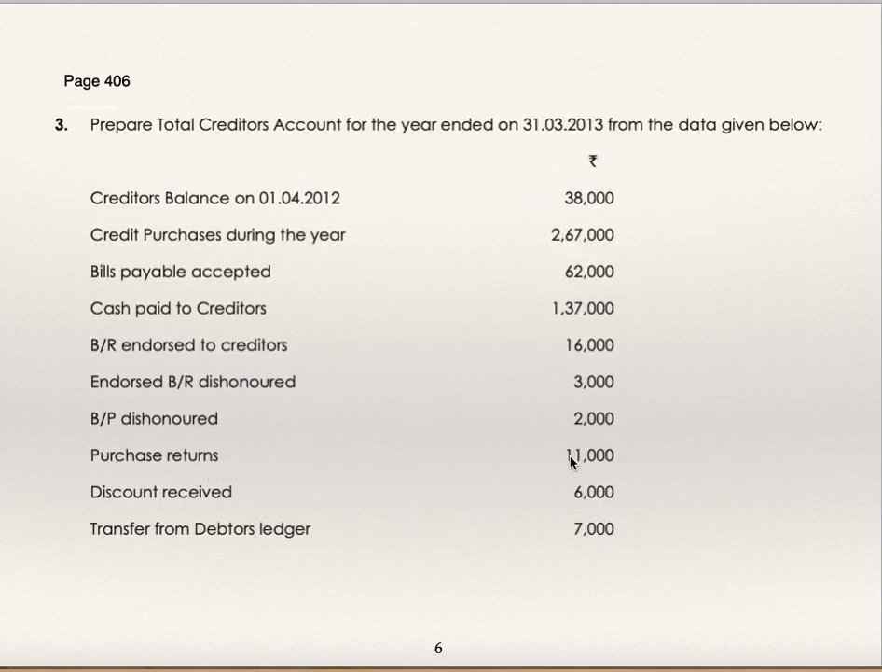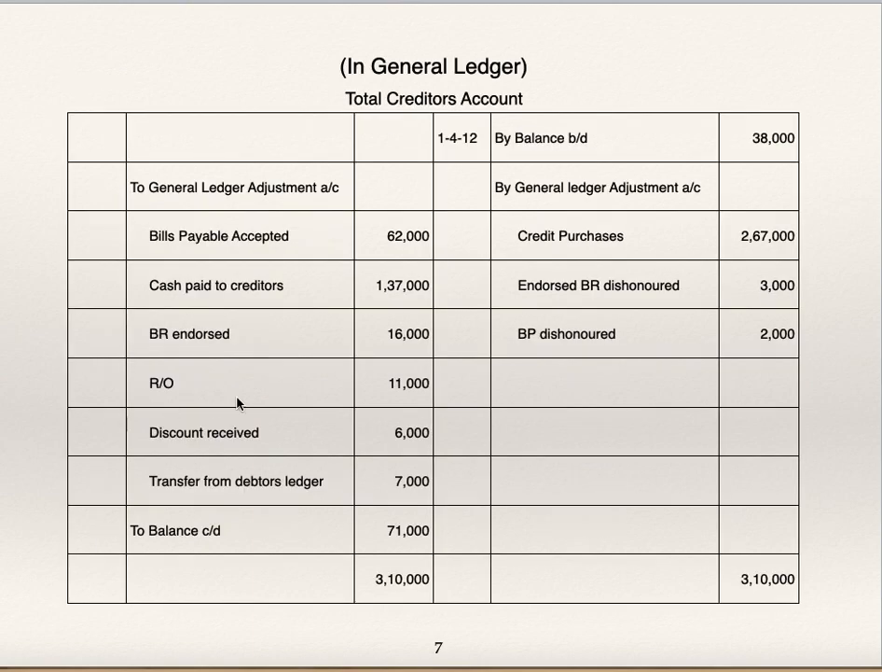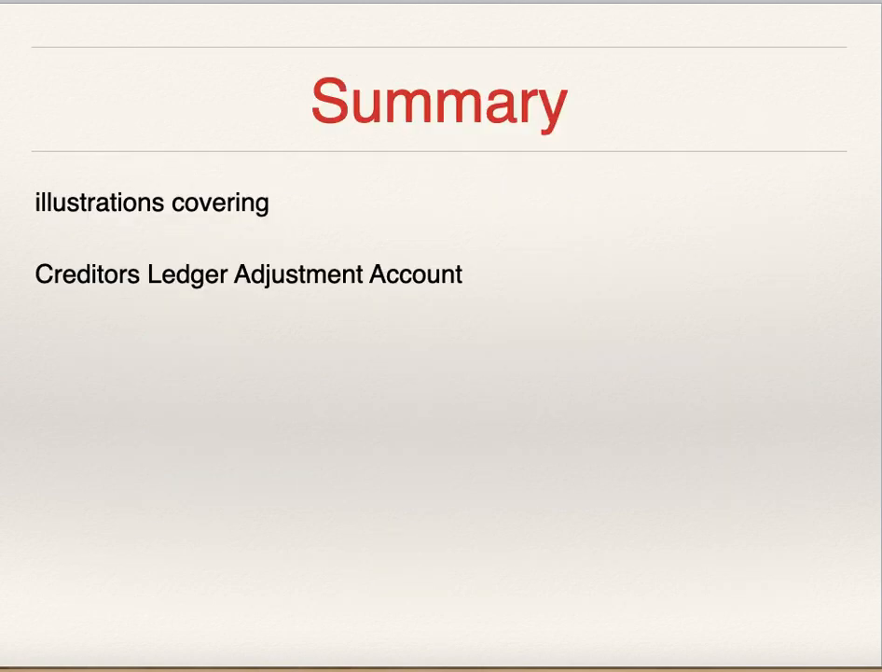Purchase return 11,000, discount received 6,000, transfer from debtors ledger 7,000. All these three to be debited to creditors account. Because of these three transactions, creditors balance goes down. Discount received 6,000, transfer 7,000, return outward 11,000. Balance the account. This is balancing figure. To balance carried down 71,000.